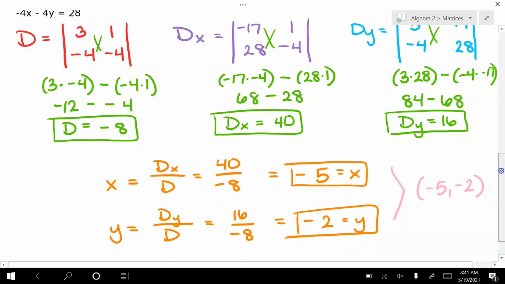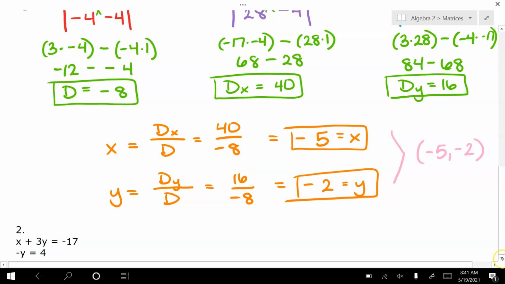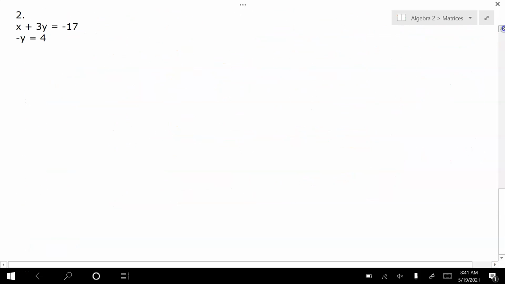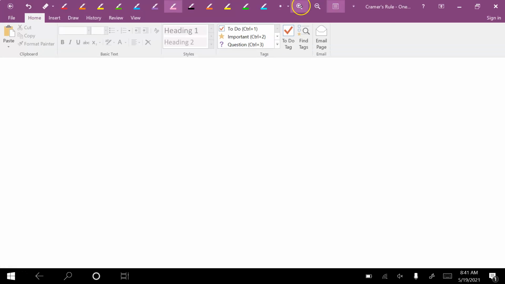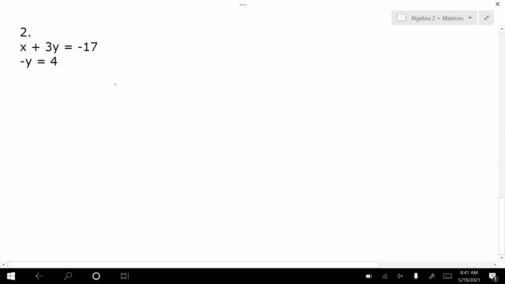So I want you guys to try to do this second one here. Real quick, do you guys notice how the second equation doesn't have an x value? It just says negative y equals 4. So if there's no x value, what number would probably be in front of that x? 0. Okay, so when you have to pull the A2 to set up your determinants, since there's a missing x there, that number is going to be represented by a 0.